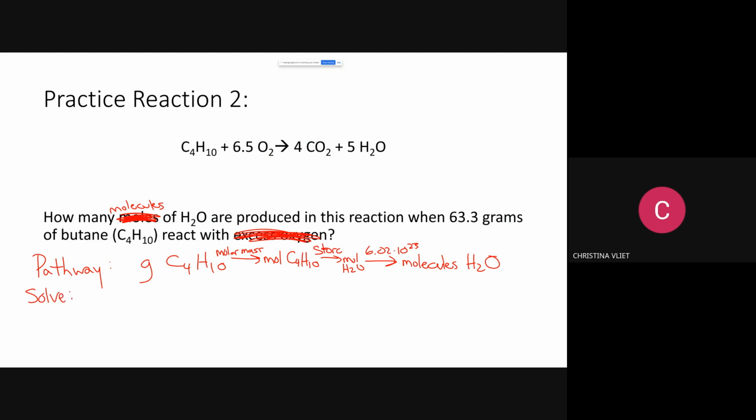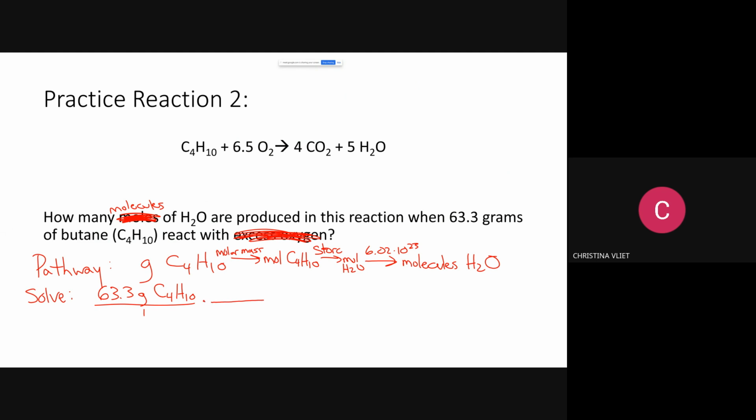Method 1. And remember, I will give you an alternative afterwards. So method 1 is the one that most scientists would use. Start by writing your given, 63.3 g C4H10. Any STEM major, if you're going to take a chemistry class in university, they require you in your labs to write your work in this way, actually, most people.